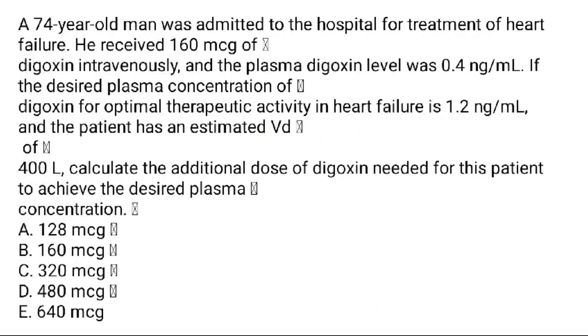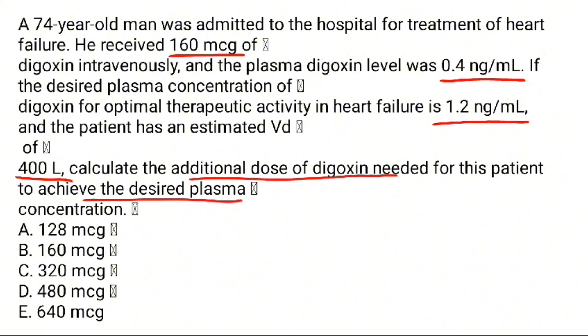A 74-year-old man was admitted to hospital for the treatment of heart failure. He received 160 microgram of digoxin IV and the plasma digoxin level was 0.4 nanogram per ml. If the desired plasma concentration of digoxin for optimal therapeutic activity in heart failure is 1.2 nanogram per ml and the patient has an estimated volume of distribution of 400 liters, we have to calculate the additional dose of digoxin which is needed for this patient to achieve the desired plasma concentration.